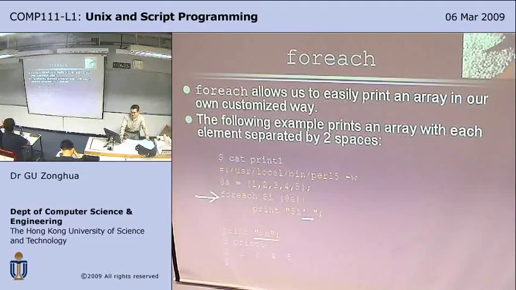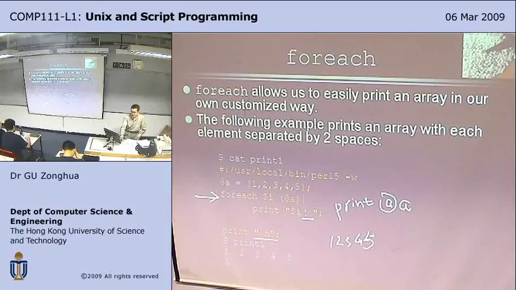So you can also print with $i colon or something else. So you can customize how you print it. You can also say simply print @a. It'll print out 1, 2, 3, 4, 5 with no spaces between them. So if you have element 23, you wouldn't know if it's 23 or 2 elements, 2 or 3. But if you print out with the space, it's more clear.